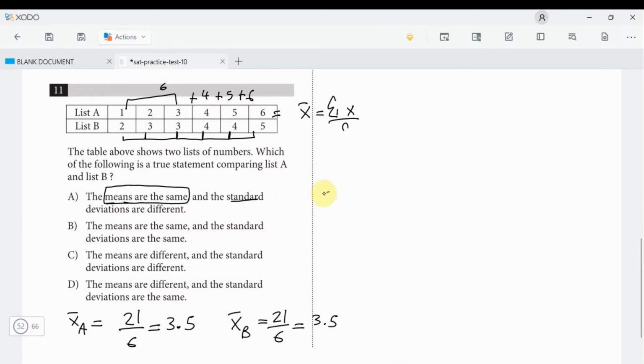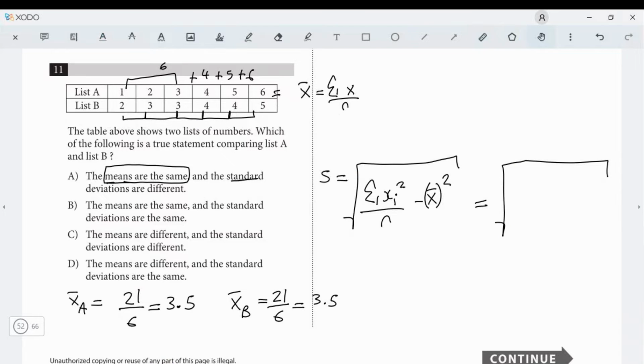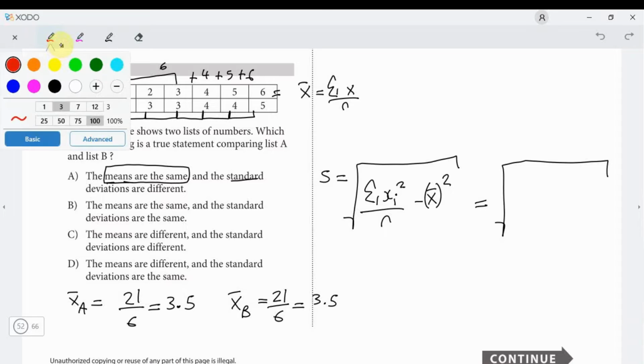Now standard deviation, the formula for it is the square root of the sum of xi squared over n minus x bar, all squared. So if we're utilizing this, it's equal to the square root of, let's go ahead and do this now.